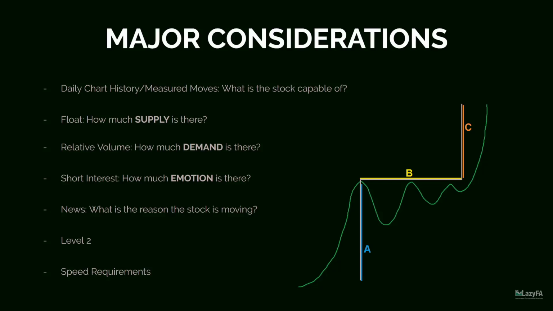And then the last one is speed requirements. You usually have to be quick for this. So you need fast software. You can't do this on something like Robinhood, right? Because it's just not fast enough.